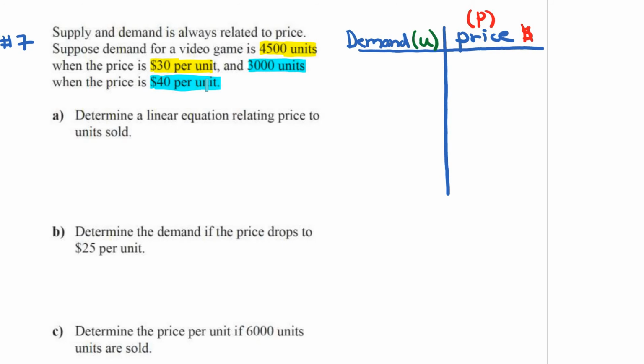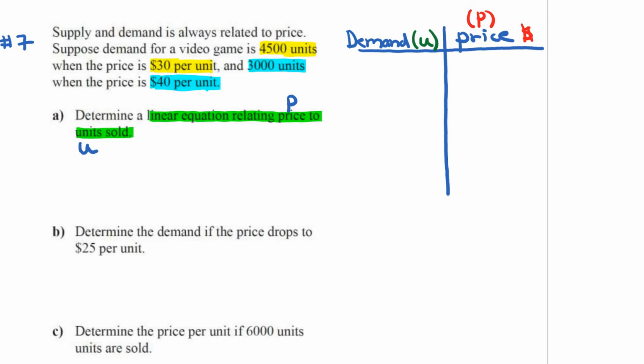Now let's go ahead and do a table of values here, because for part A, we have to write some kind of linear equation relating price to units sold. For units sold, I'll use the variable U, and for price I'll use P. So P and U are the variables we'll use for this particular problem.